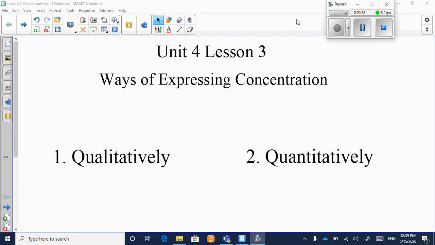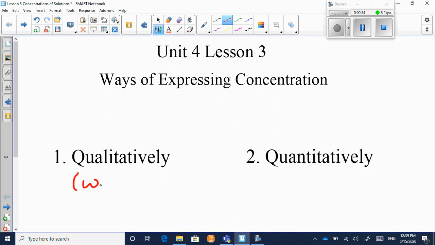So what we're trying to establish today is ways of expressing the concentration of a solution. And so we're going to try to do it both qualitatively and quantitatively. When I use the term qualitatively, we're going to do it with words. Qualitatively is a quality of, and it's describing using words, and quantitatively it's describing using quantities, or numbers.